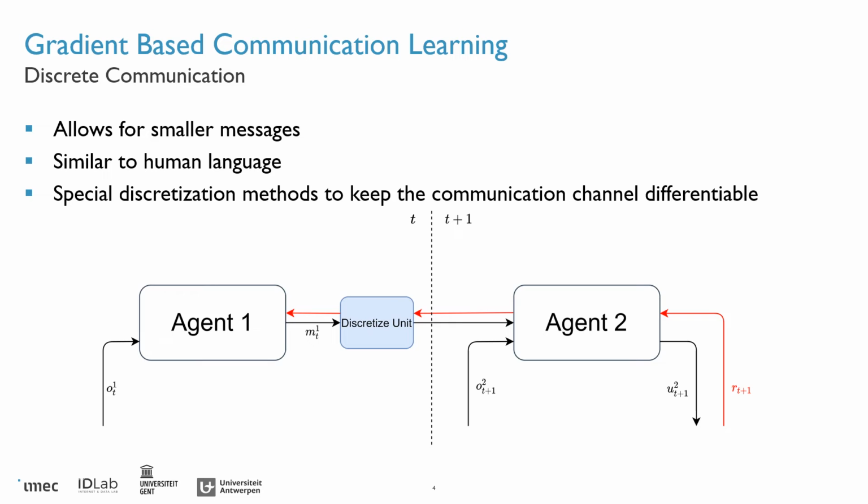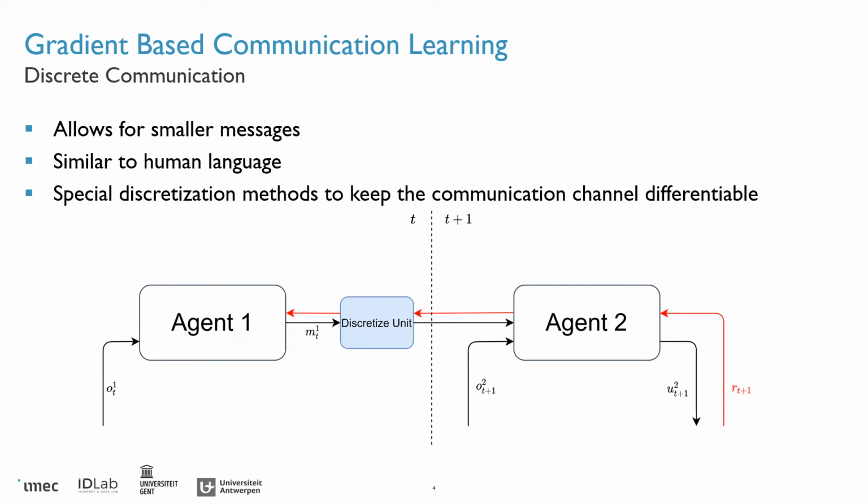However, when we want to use discrete communication, which allows for smaller messages and is more similar to human language, we have to apply special discretization methods to keep the communication channel differentiable. This is essential if we want to use communication learning with backpropagation.